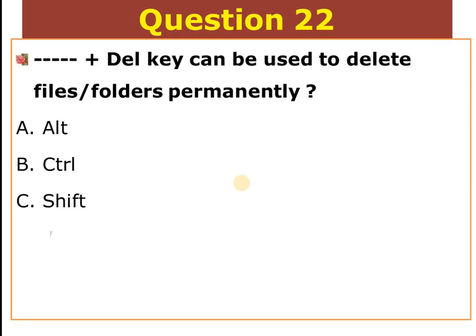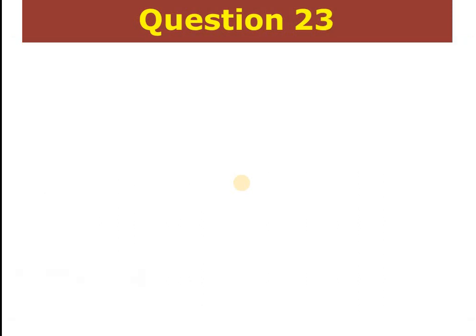Question number 22. Blank plus Del key can be used to delete files or folders permanently. A. Alt. B. Control. C. Shift. D. Wheel. Choice C is the answer. If you click Shift plus Del, this is used to delete files or folders permanently.